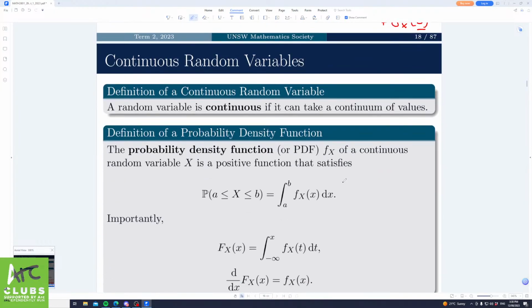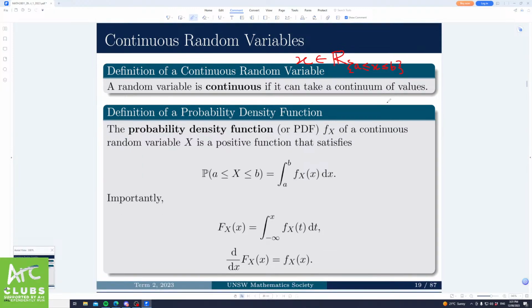Continuous random variables are, I guess, more straightforward to identify. They can take a continuum of values. Essentially, a random variable is continuous when the possible outcomes are any real number between two values. So for example, x is any real number between 0 and 1. That would be a continuous random variable.